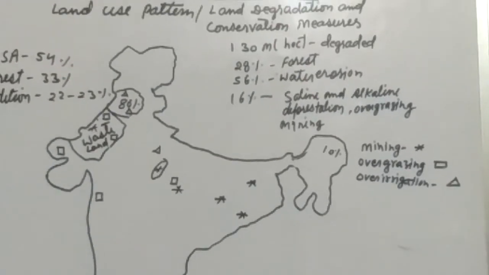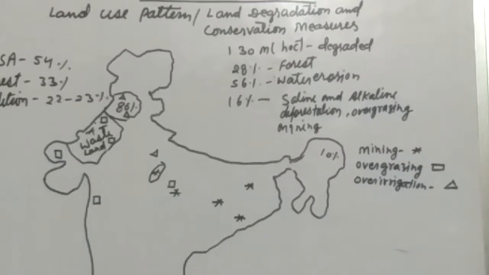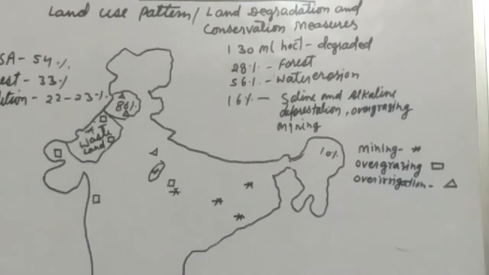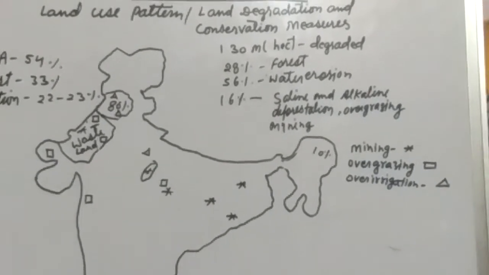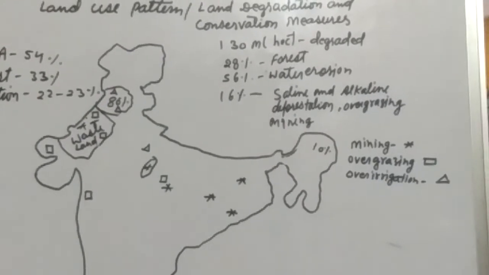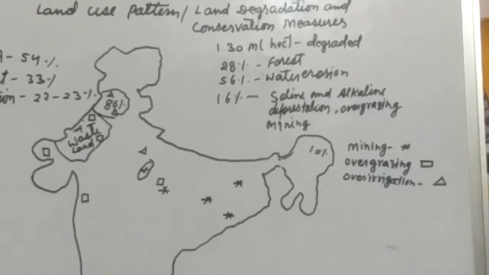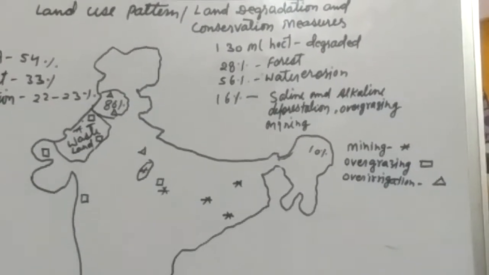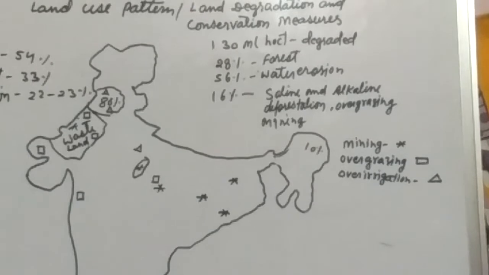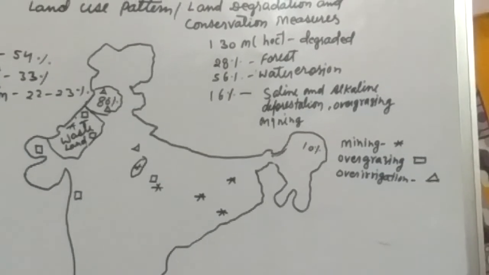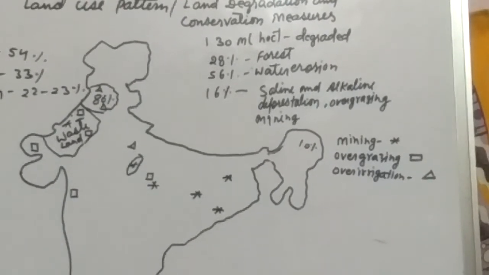The next topic is land degradation and conservation measures. Land degradation means a process when the fertility of the soil becomes very low, due to many forces and many activities in nature, and sometimes human-made activities, which are very responsible for the destruction of the soil and the earth's crust. We will see that 130 million hectares of area is degraded in India. It is the total figure.